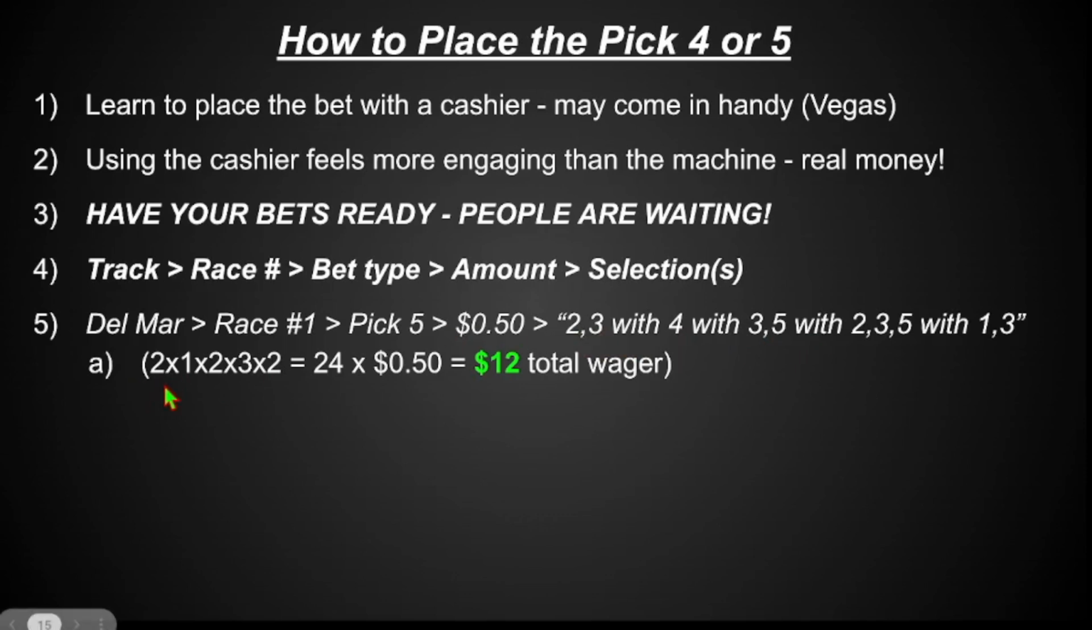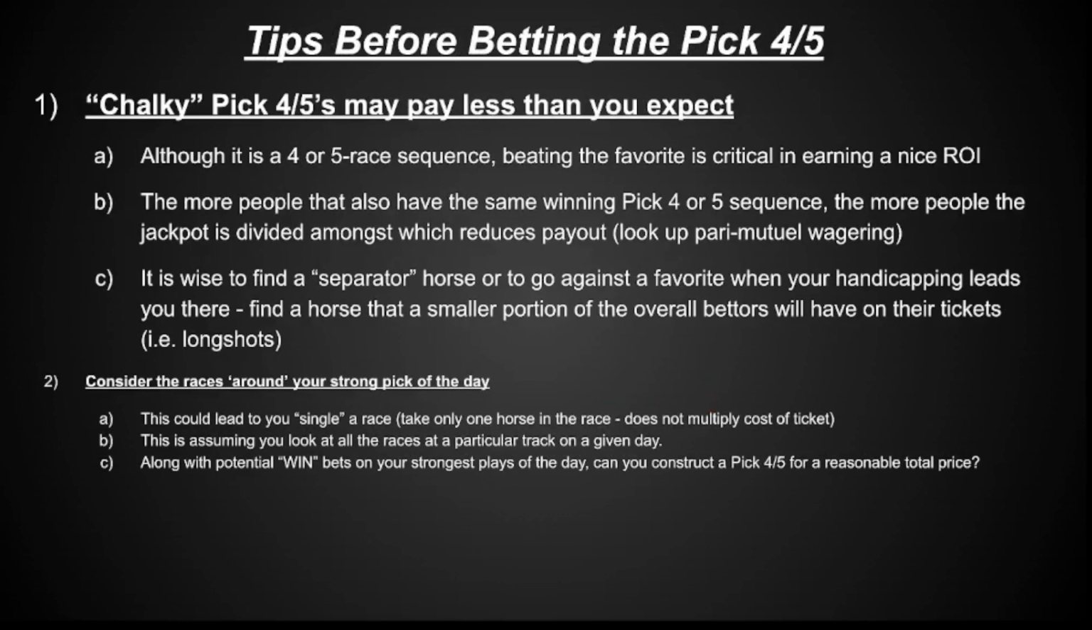This ticket in particular is a 2 by 1 by 2 by 3 by 2, multiplying effect of 24 times 50 cents. Hand the cashier your $12 and he'll give you your bet ticket back. Tips before betting the pick 4 or pick 5.